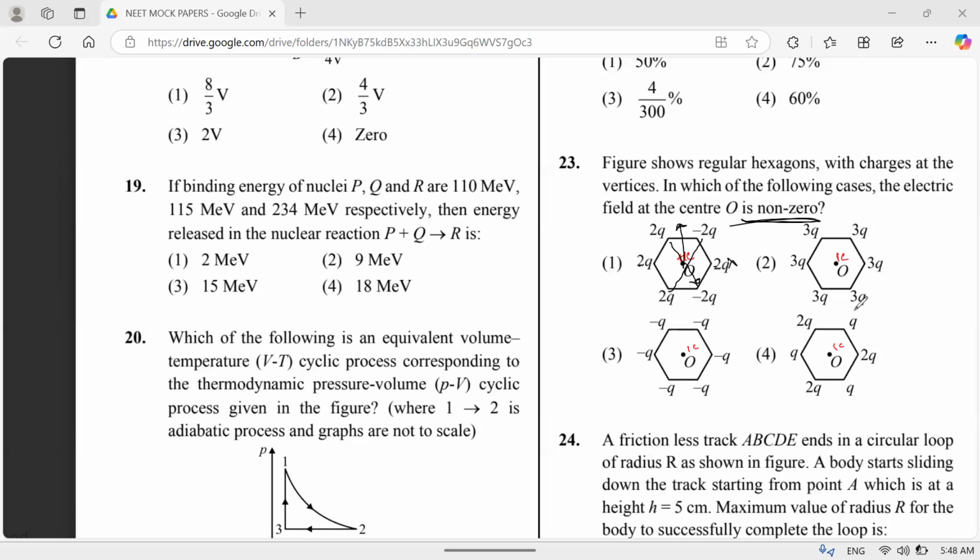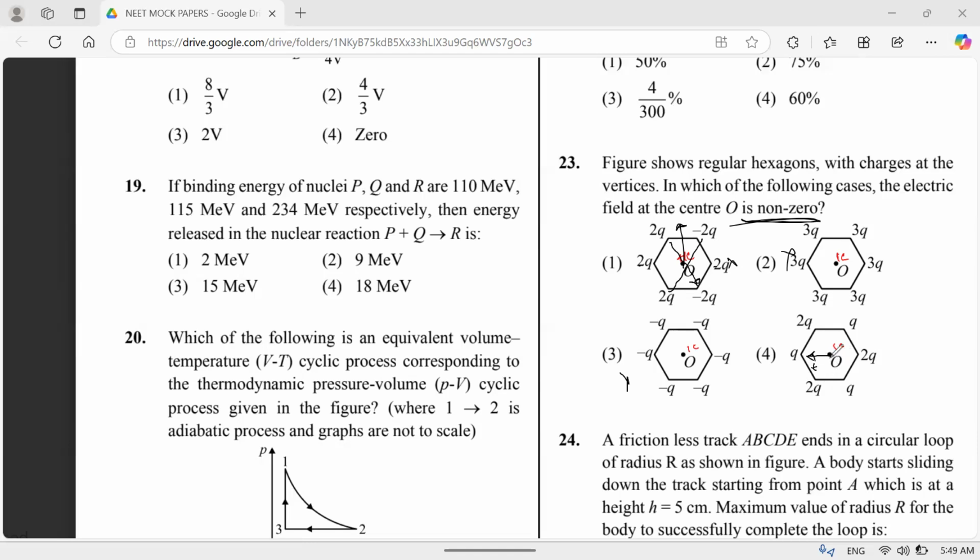Whereas in this one, all of them are positive. It will be repulsive, so it will be 0. All of them are negative, 0. Now in this one, you see, this is 2q and q. So 2q will exert the charge. So one electric field on this one is like this. This will be equal to 2e. So net will be equal to e.